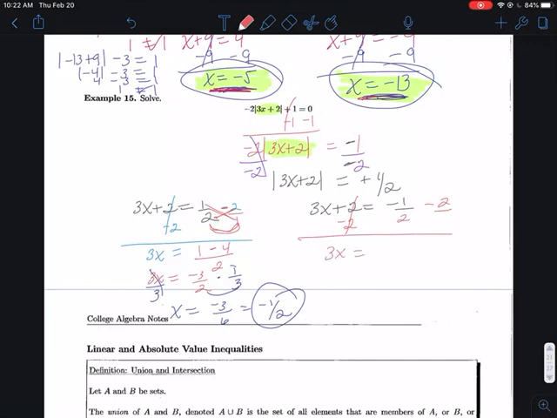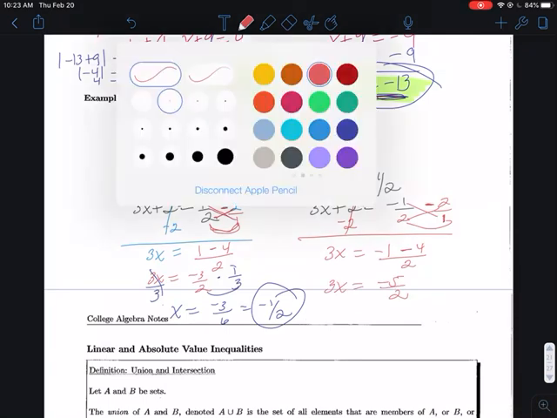So I'm bringing down my 3x. And now I have to subtract 2 from this. So I put the 2 over 1. So crisscross, so negative 1 times 1 is negative 1. There's a minus. 2 times 2 is 4. All over, multiply your denominators, you get 2. So this is 3x equals negative 5 over 2.